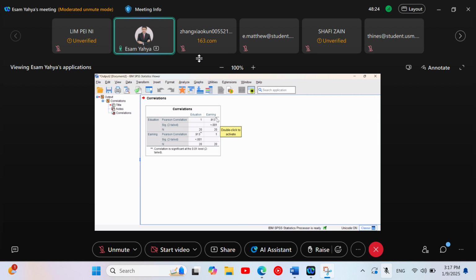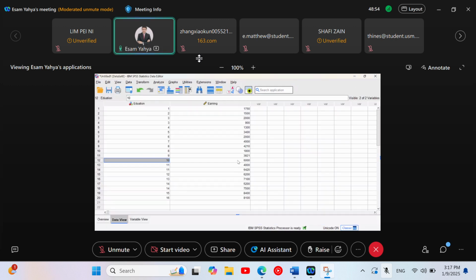0.913. And the double asterisk means that it's significant. Correlation is significant at the 0.01 level. As you can see here, n is equal to 20. So the SPSS software automatically calculates the R, or Pearson correlation, which is 0.913. Okay, I will do it again.